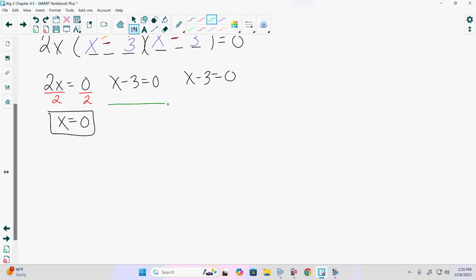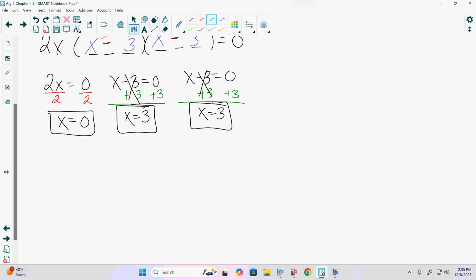X minus 3, if we want to solve this here, we need to get x by itself. So we'd add 3 to both sides, telling me x is equal to 3. And incidentally, we'll do the exact same thing with the other x minus 3, telling us x is also 3. So our solutions for this here are x is equal to 3, x is equal to 3, and x is equal to 0. Yep. So we have 3 solutions for this here. Questions on this here? Are you ready for the next one?